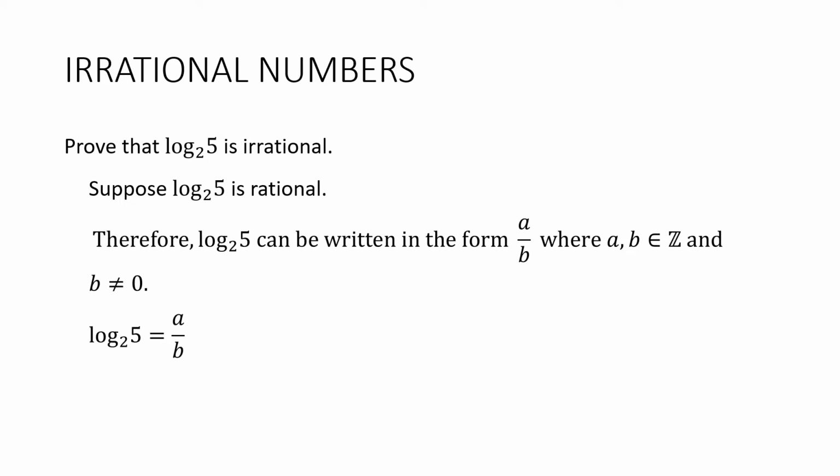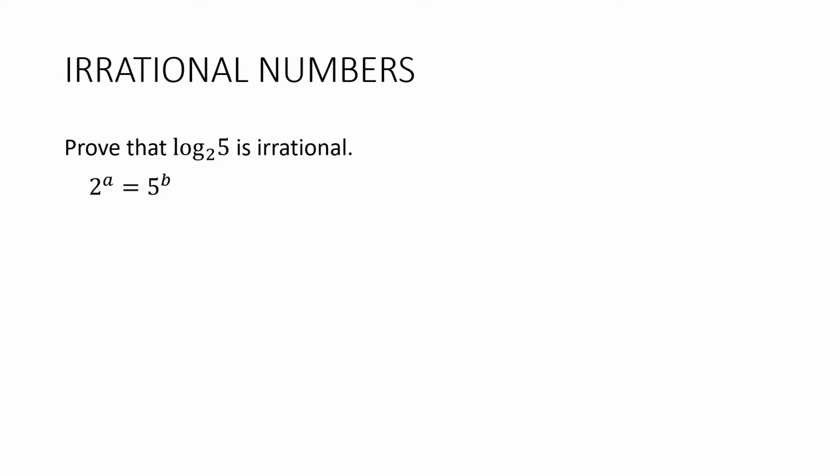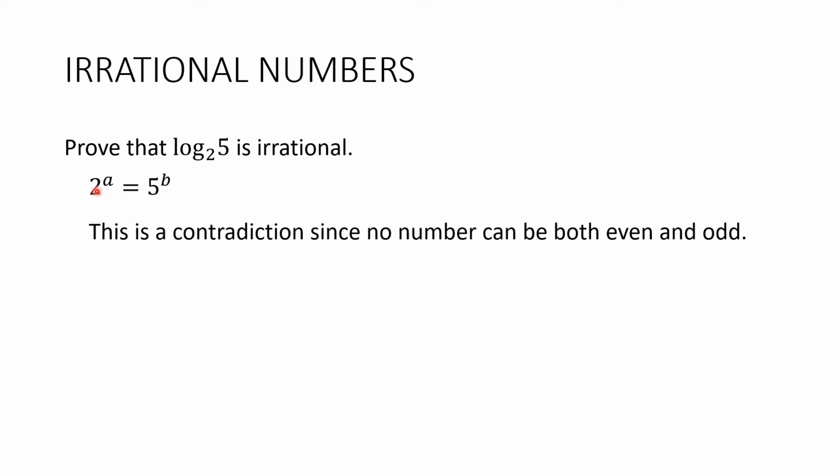So therefore, log base 2 of 5 is equal to a over b, and now I'm going to take that out into index form. So this is 2 to the power of a over b is equal to 5, and then raising both sides to the power of b, I end up with 2 to the power of a equals 5 to the power of b, which actually brings us to our contradiction, because no number can be both even and odd. Can you see that?